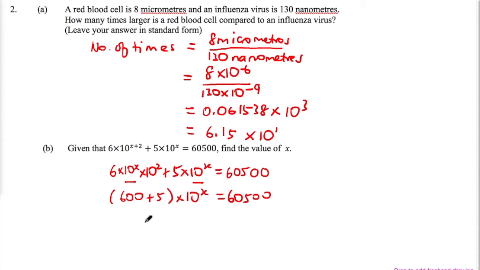So this is 605. To find 10 to the power of x, we divide away 605 to give us 100. And 100 is just 10 to the power of 2. Therefore, x must be equals to 2.